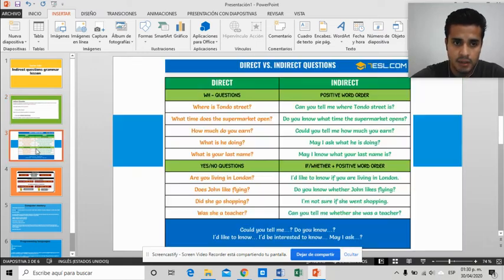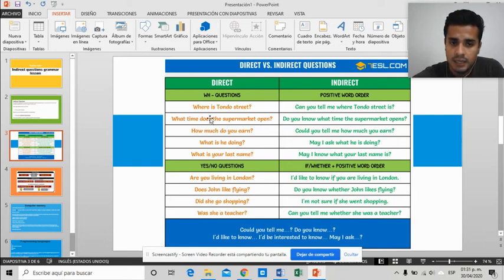So now in these examples, we have direct versus indirect questions. For example, direct, we have WH questions. Remember, WH questions are where, what, when, how, why, for example. Now, direct question: where is Tondo Street? Okay. Now, indirect in a positive word order, this is positive. Remember, we can have positive or negative statements. So, can you tell me where Tondo Street is? Okay, notice how the verb to be changes all the way to the end, okay?